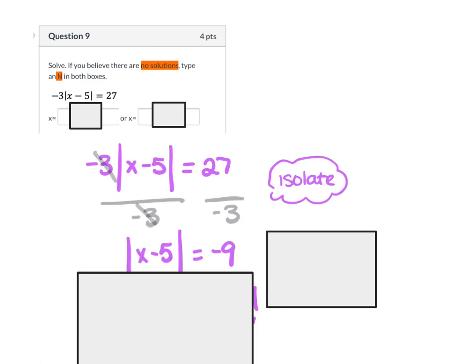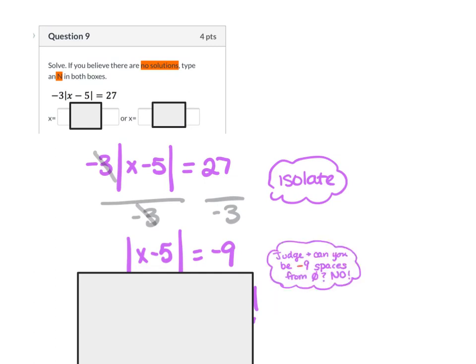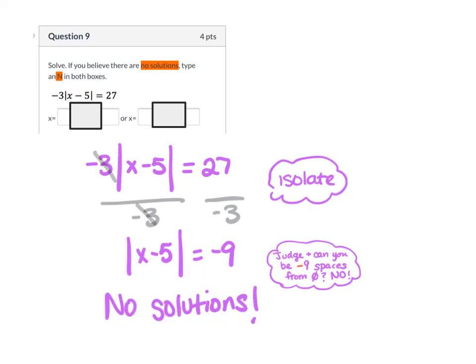So now we have the judge step. And in the judge step, we ask ourselves, is it possible to have a distance of -9? Or can you be -9 spaces away from 0? And the answer is no, because your distance cannot be negative. Therefore, we're done, and we say there are no solutions.